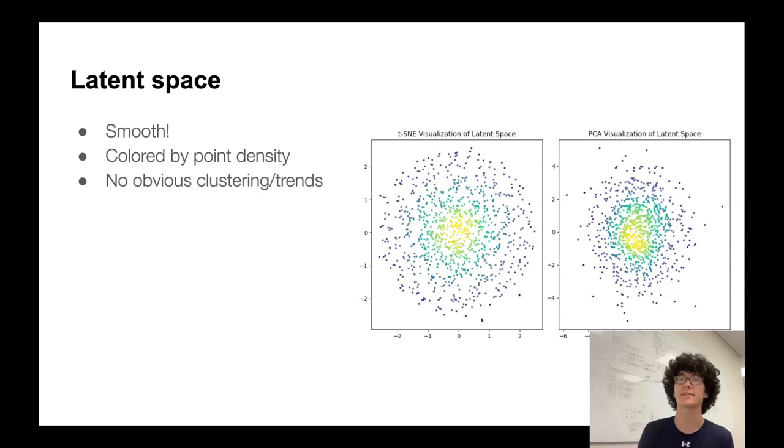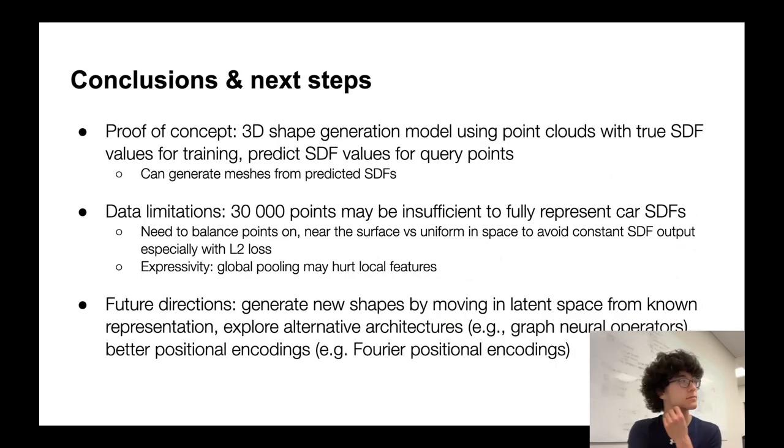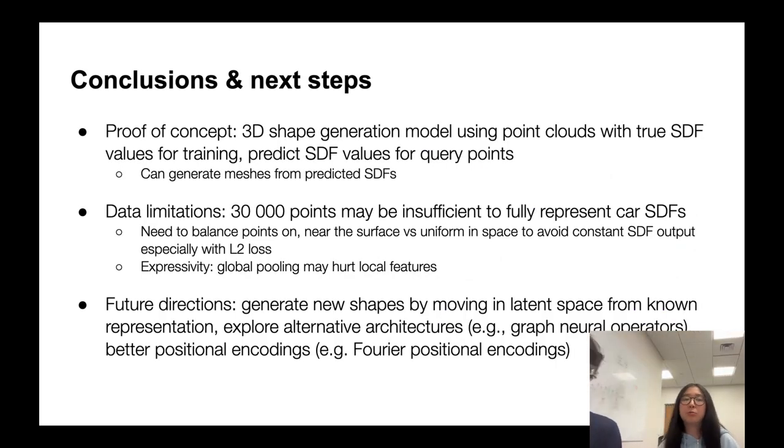So it's possible that the model is not being very expressive, it's maybe generating a very similar or random car each time, and perhaps not conditioning on the latent codes as effectively as we would like. But overall, from our results, we do have a good proof of concept. We were able to implement a model that does 3D shape generation using point clouds and true SDF values for training, and be able to predict SDF values for query points. And we can even use these predicted SDF values to generate meshes that produce the car-like shape.